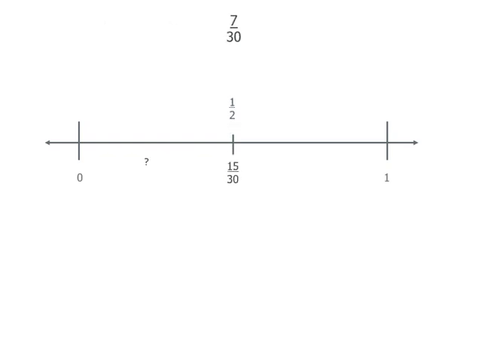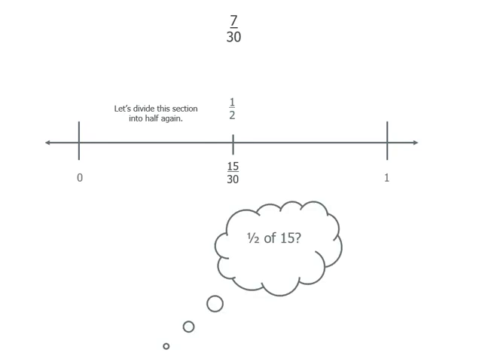Now, when we look at 7, our numerator, that's somewhere in there. And it's not really clear whereabouts it is and if it's closer to 0 or a half. So it's kind of a bit hard to know. What if we divide that section into half again? Well, we've got 15/30 in that section. So half of 15 would mean, 7 is half of 14 and 8 is half of 16.